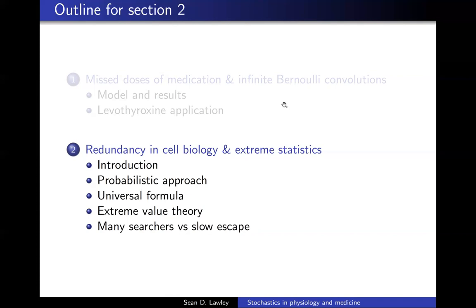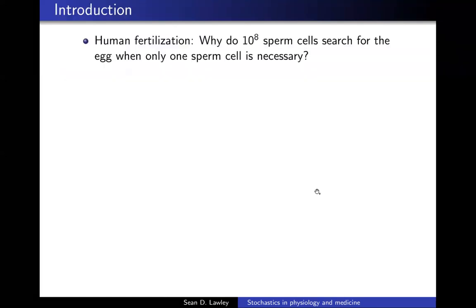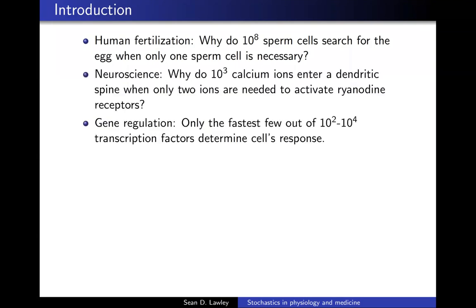I like to introduce this with a question. This question is specific to human fertilization, but it's prototypical of the types of questions which motivate this work. It asks, why do 10 to the 8 sperm cells search for the egg when only one sperm cell is necessary? In fact, it's about 300 million. So why do you have 300 million sperm cells when you only need one sperm cell to reach the egg to have fertilization? Similar situations happen in neuroscience and in gene regulation.